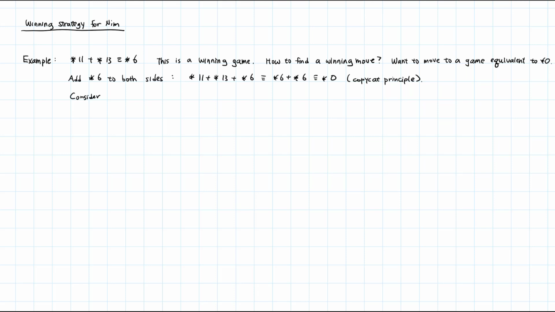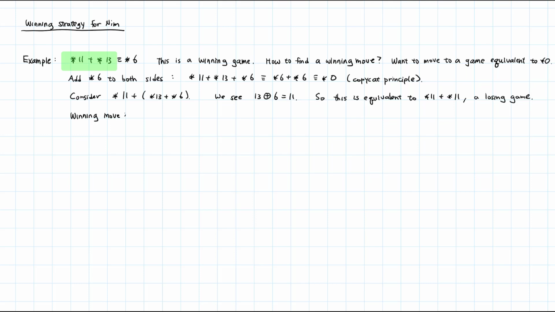So let's consider *11 plus the group of *13 plus *6. We can make a quick calculation to see that 13 + 6 is equal to 11. So this is now equivalent to *11 + *11, which is a losing game as we wanted. So what is the winning move? We start with *11 + *13 and move to *11 + *11. So we are removing two chips from the pile of 13.